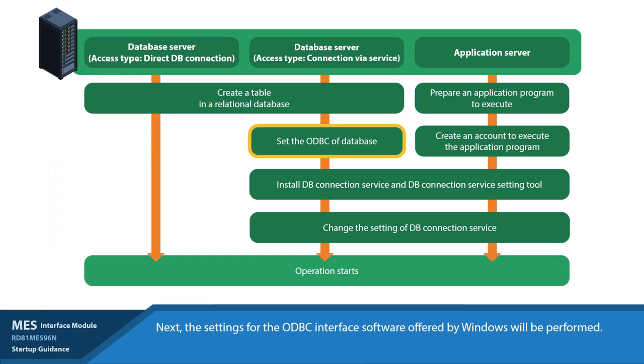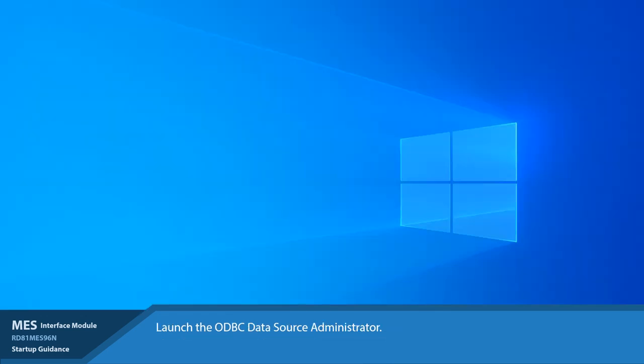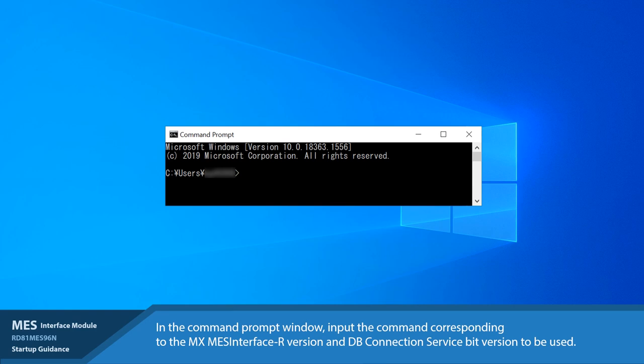Step 3. Settings for the ODBC interface software offered by Windows will be configured. When using the DB connection service in the database server, it is necessary to perform the ODBC settings for the database in advance. Launch the ODBC Data Source Administrator. In the command prompt window, input the command corresponding to the MES Interface-R version and DB connection service bit version to be used.